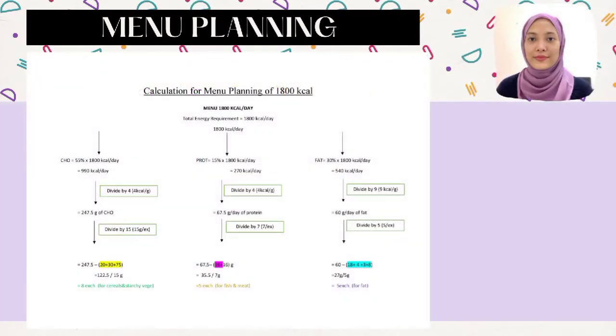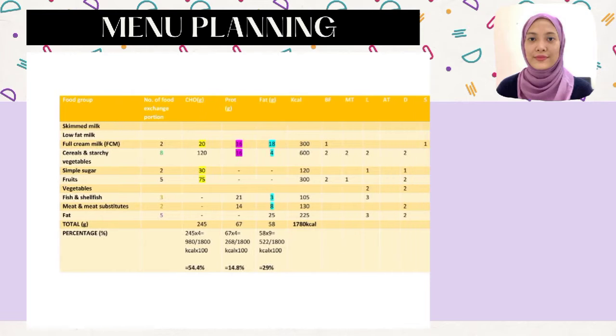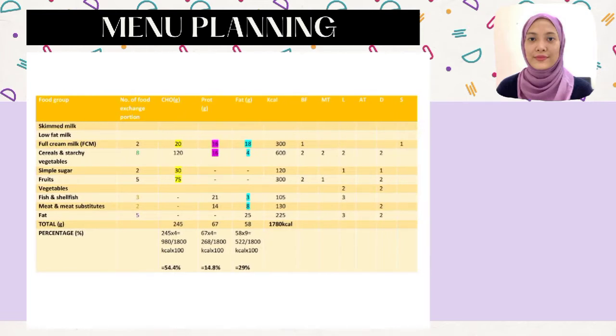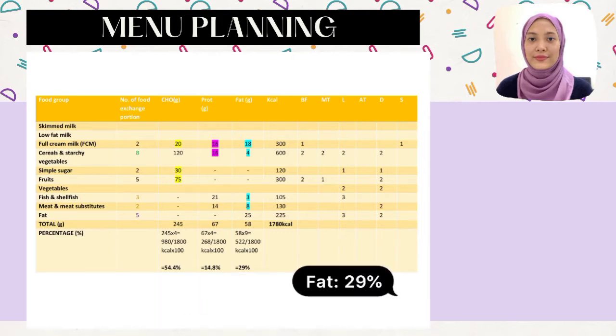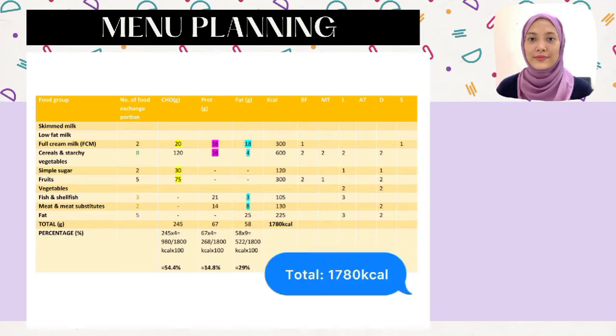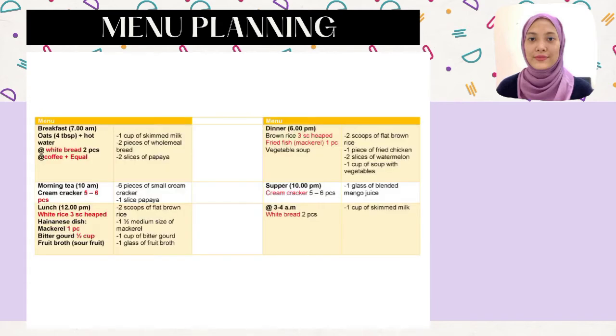Here is the calculation for menu planning of 1800 kilocalories per day. The distribution is 8 exchanges for cereals and starchy vegetables, 5 exchanges for fish and meat, and 5 exchanges for fat. Next, based on this table, the calculated percentage for carbohydrate is 54.4%, protein 14.8%, and fat 29%. The total is 1780 kilocalories.